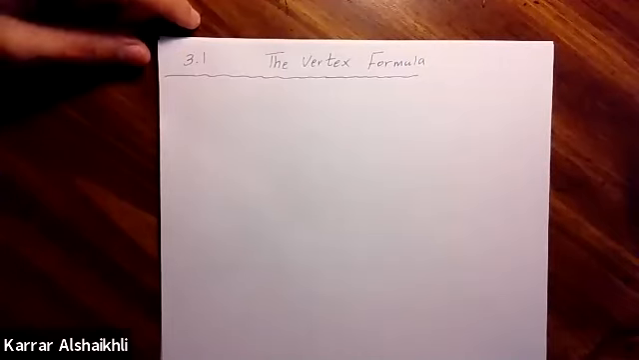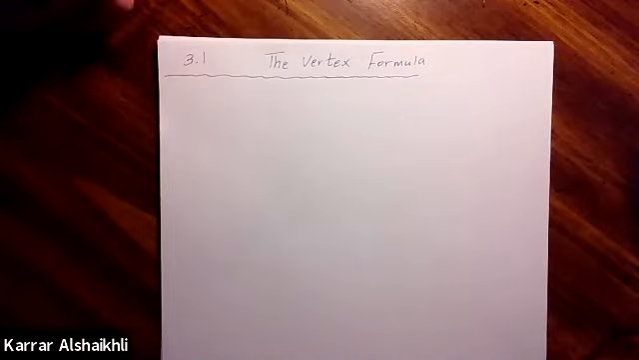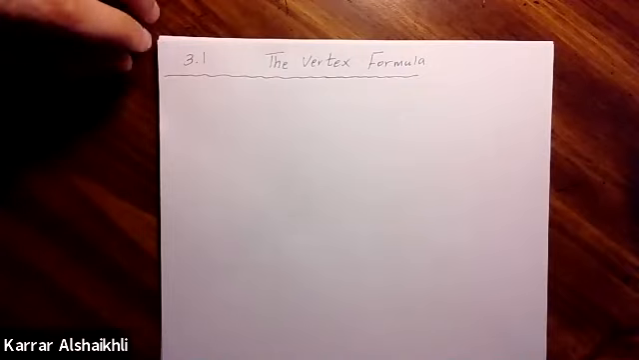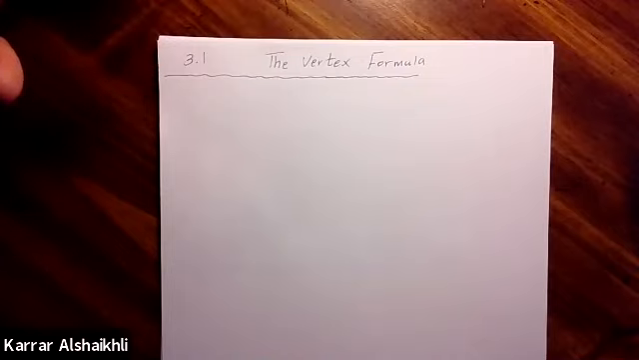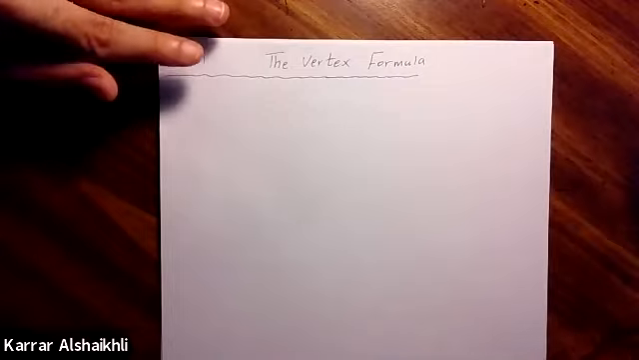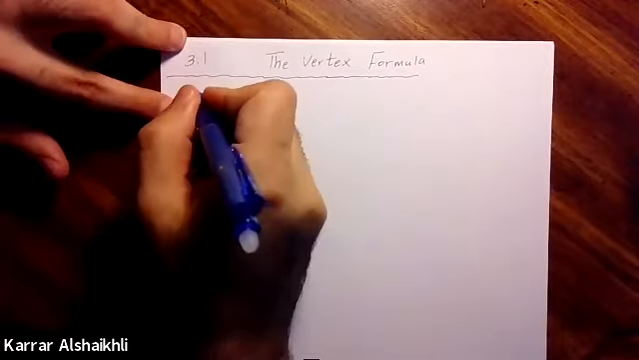Let's start with the vertex formula. The vertex formula is another method to find the maximum or minimum for quadratic equations. Let's start by knowing what the vertex formula looks like. Even with graphing, it's easier to convert from the quadratic equation to the vertex formula, and then you can graph it. So let's start with the quadratic equations.